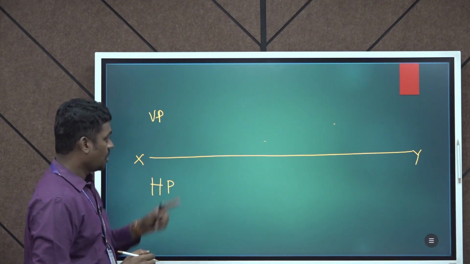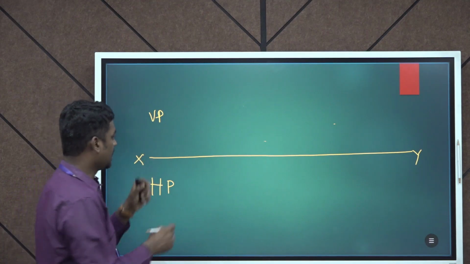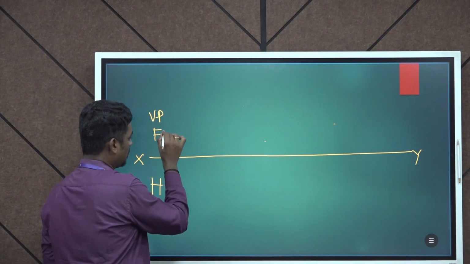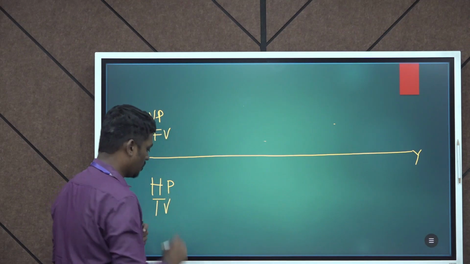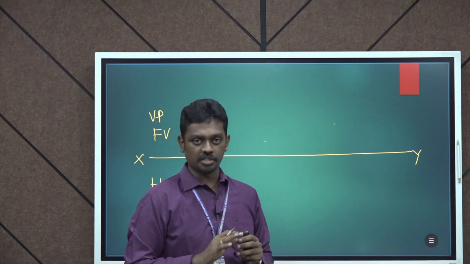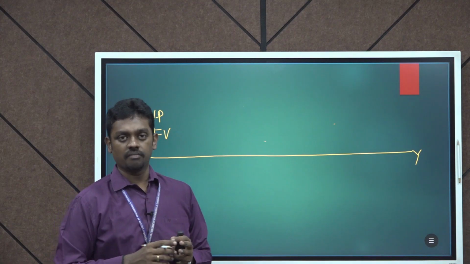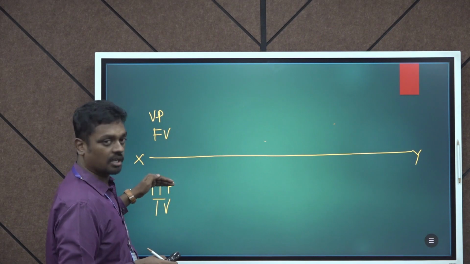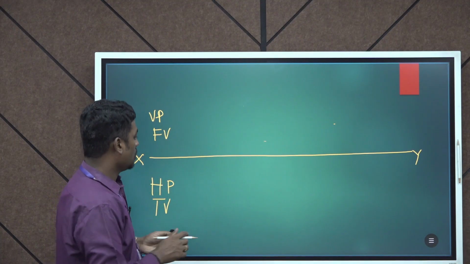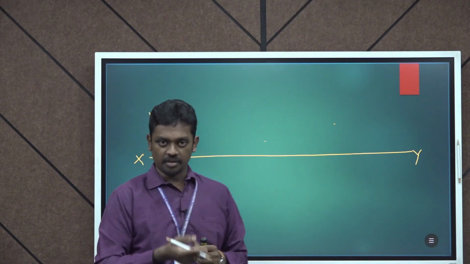And also, as I already said, in the vertical plane we will be having the front view, and in the horizontal plane we will be having the top view. So these are all the basic information we require for the projections of line. So what are the information they have given?